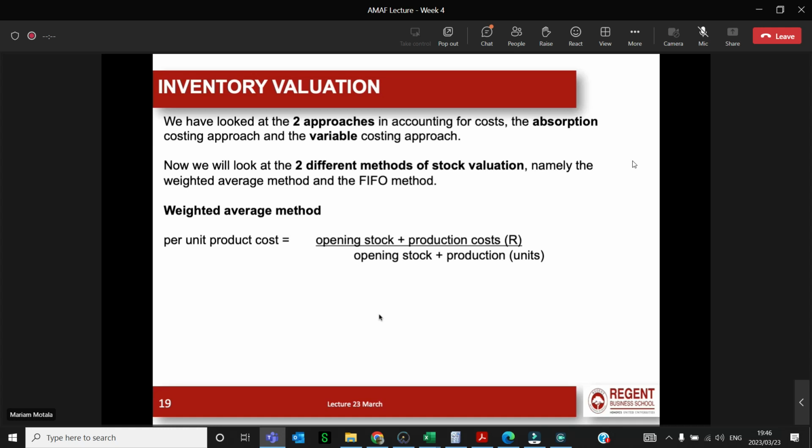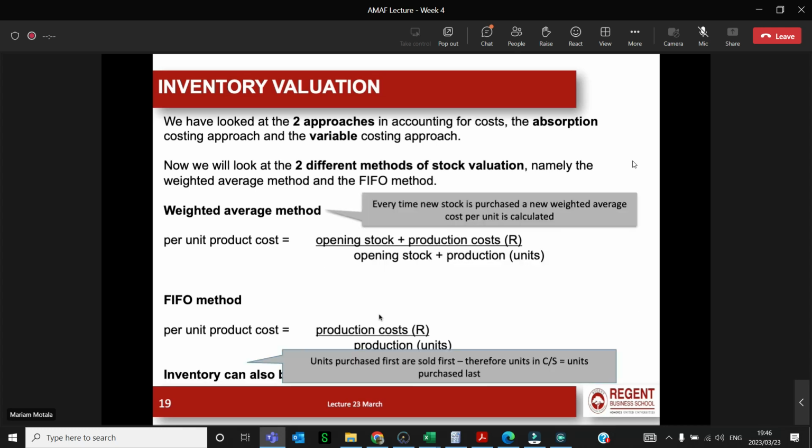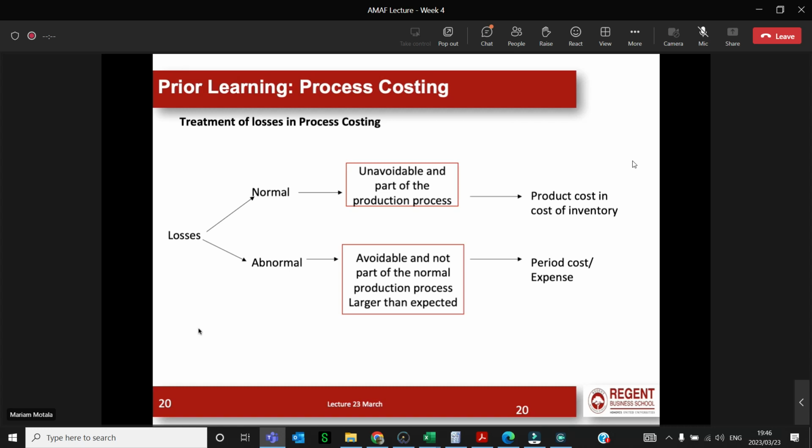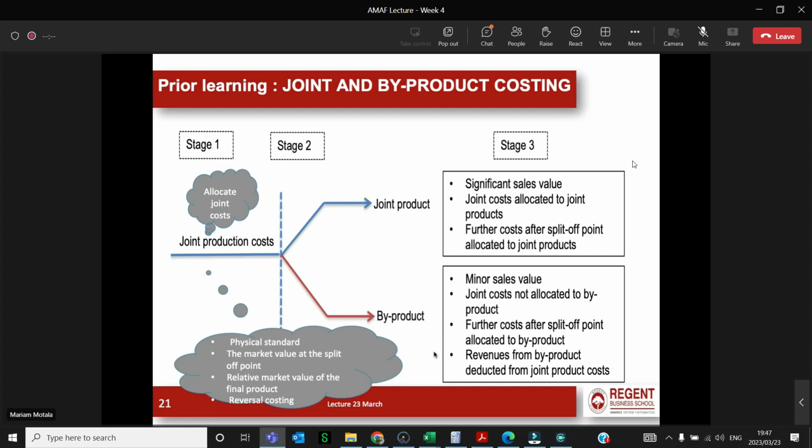And then we also need to look at our different methods of stock valuation. Remember, weighted average versus FIFO. And we need to remember, if we are not given any indication, FIFO can generally be applied if the question is silent, but you can easily test it, and you will see that in this question that we are going to look out for. A quick rundown of process costing. Remember to differentiate between normal versus abnormal losses, because normal loss becomes part of the product cost, abnormal loss becomes a period cost, which is expensed at the end of the day.